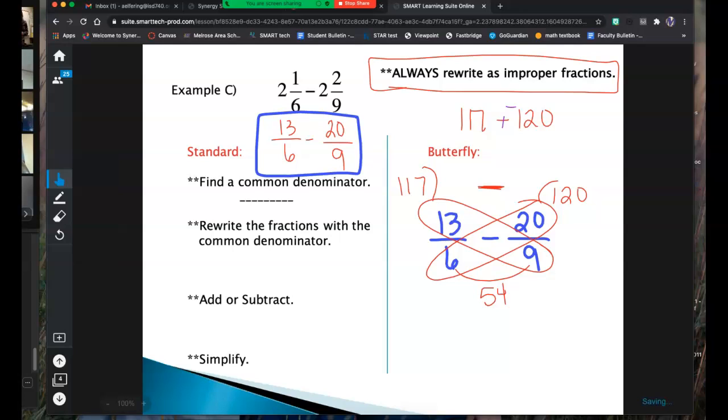So I know my answer is going to be negative. It's going to be negative 3 over 54. Whatever this bottom number is, that's the bottom number. Can I simplify negative 3 over 54?